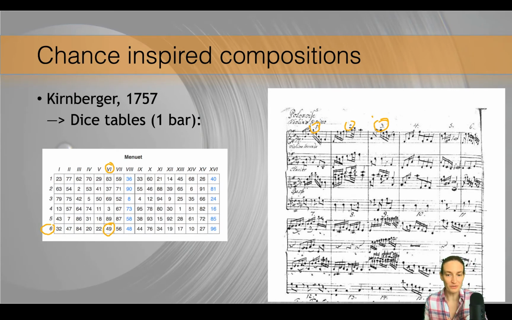Right, so pretty straightforward, a nice way to actually have statistically inspired music.